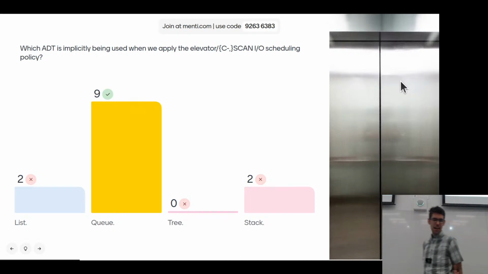Awesome. So we're talking about scheduling here, and surprise, it's a queue. It's not super surprising that we're seeing queues when we're talking about scheduling.